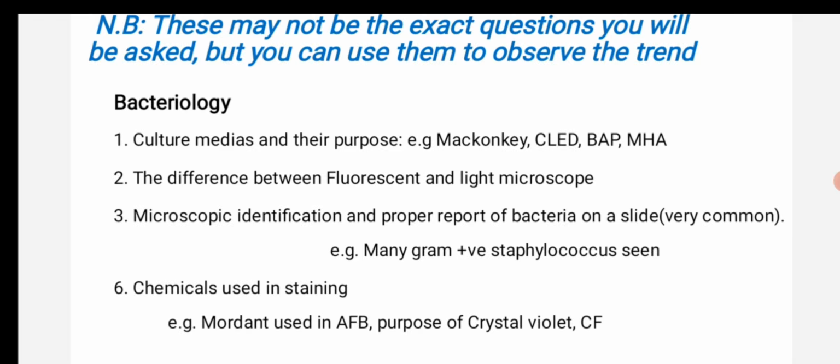Fluorescent is usually used with fluorescing stains such as auramine, right? For mycobacterium diagnosis, we use auramine for staining. And in the light microscope, we use ordinary stains such as crystal violet, carbol fuchsin, and others. So we have to identify them in terms of their magnification capacity, their staining behavior, and for what kind of microorganisms we use the light microscope and the fluorescent microscope.